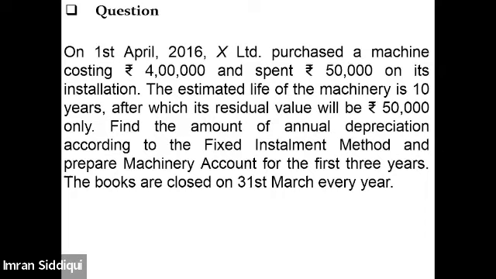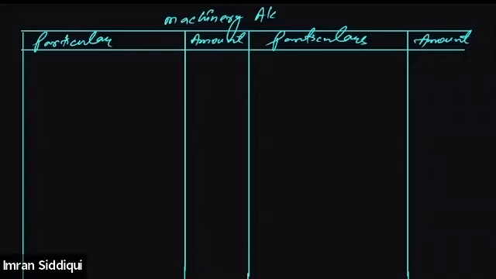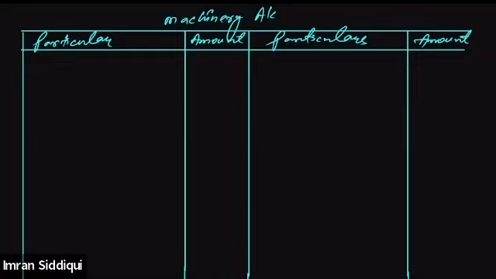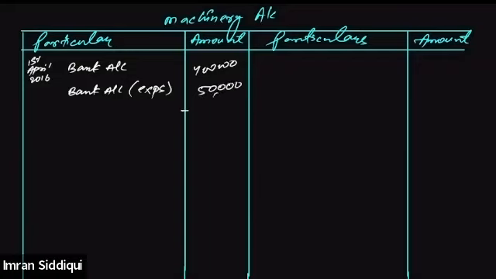Okay. Now this question also requires us to prepare the machinery account. So let's do that. First of all, let's write down the date. I didn't make a column for the date especially, so I'm writing the date here only. On 1st of April 2016, we have bought a machine. We bought machinery, so in that case, the bank account will be credited. We bought machinery for rupees 4 lakh. And apart from the purchase price, we also paid 50,000 expense for installation purpose. So that means bank account again for payment of the expense 50,000. So that means total value of the machine is 4,50,000.